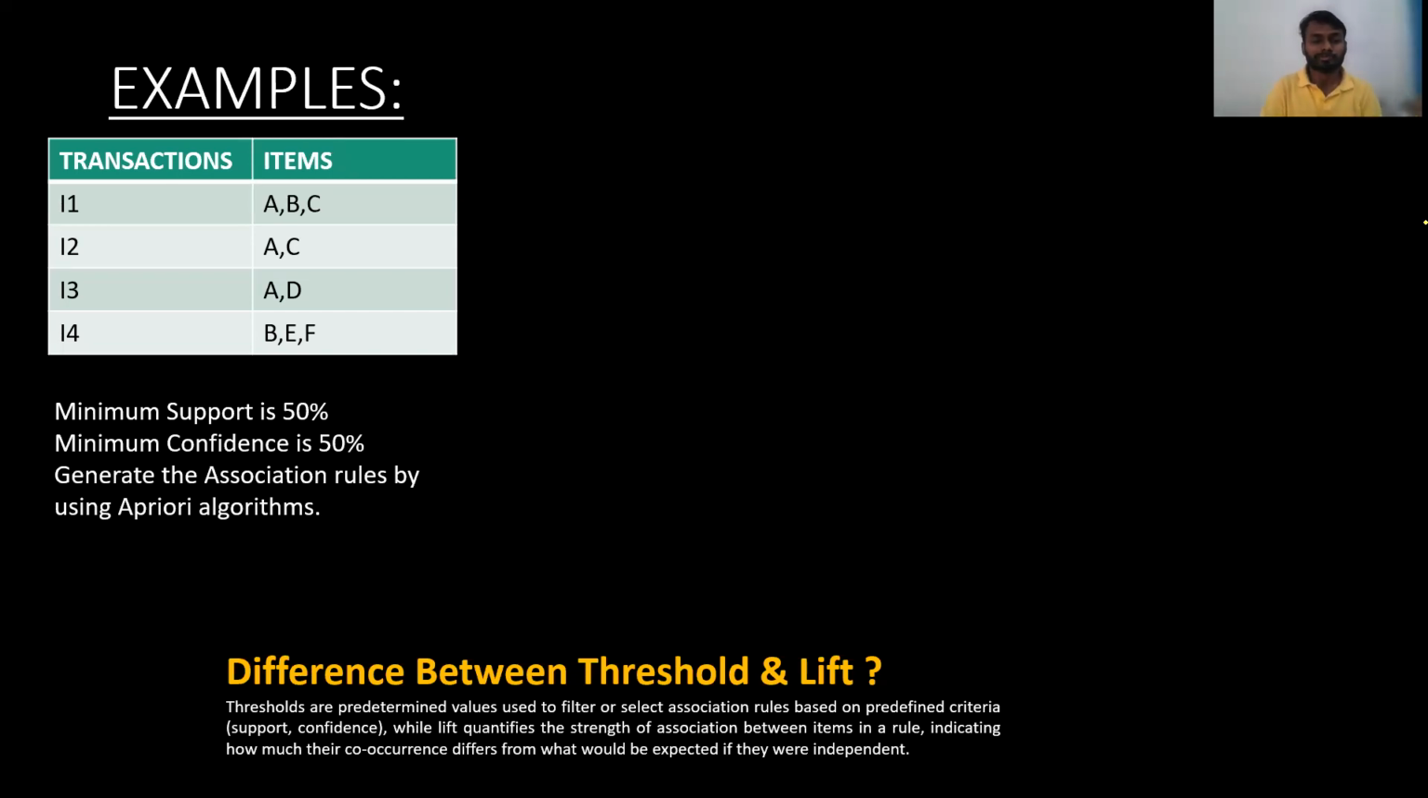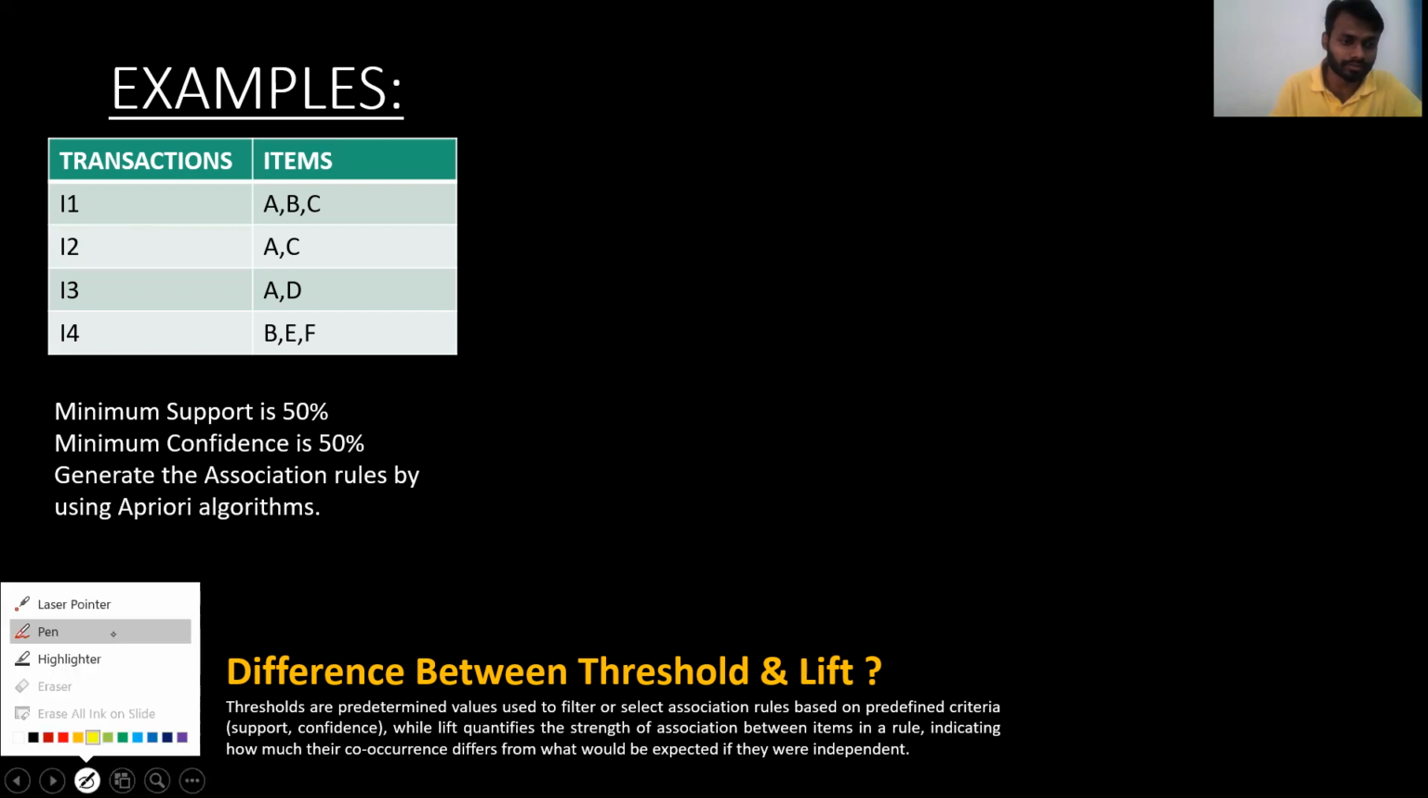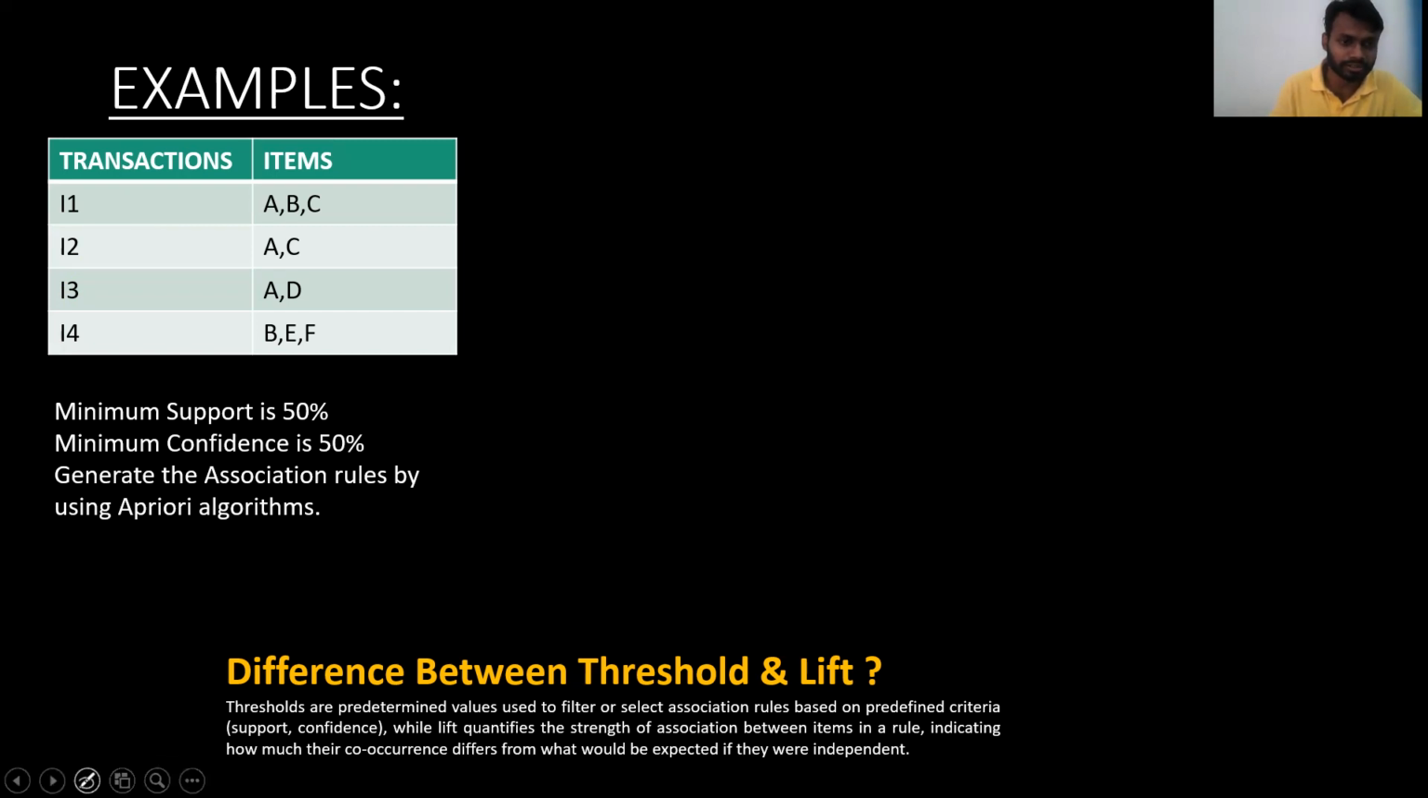Okay. So here is one example. What is the example? This is the transaction. This is a small data set. These are the transactions: 1, 2, 3, 4. So a total of 4 transactions are there.